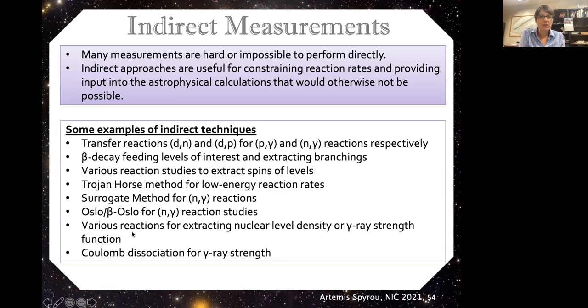We can use various reactions again to extract the nuclear level density or the gamma ray strength. I showed in the first lecture that these are quantities that are important in terms of calculating the neutron capture rates. And so if you have a way of measuring the nuclear level density or the gamma ray strength, then this provides a nice constraint to the calculation of the neutron capture. You can use Coulomb dissociation for extracting again the gamma ray strength, especially at higher energies, and it goes on and on. There are many other things that you can do. So for this lecture, I'm going to focus on neutron capture reactions. Again, this is my expertise, and I can show at least some details about it.